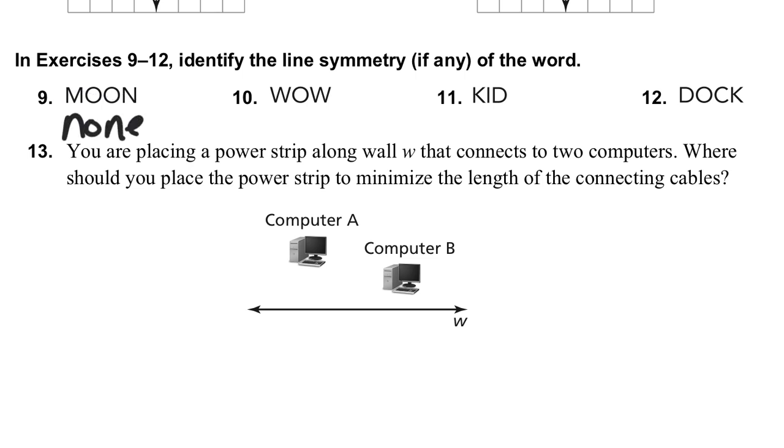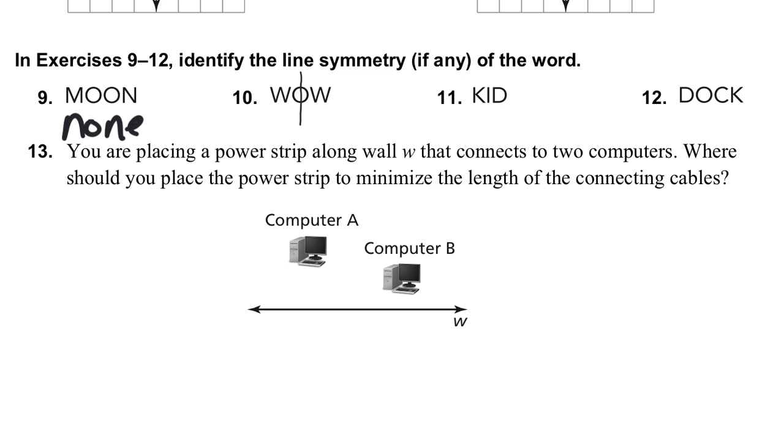Number 10, for wow, I can't cut it horizontally because the tops of the W's don't match with the bottoms of the W's. But what if I cut it vertically right here? Half the O ends up with half the O, the W ends up with the W.